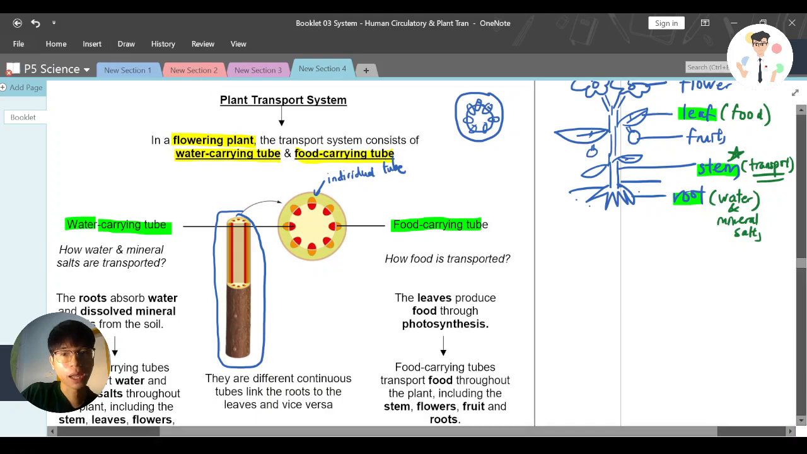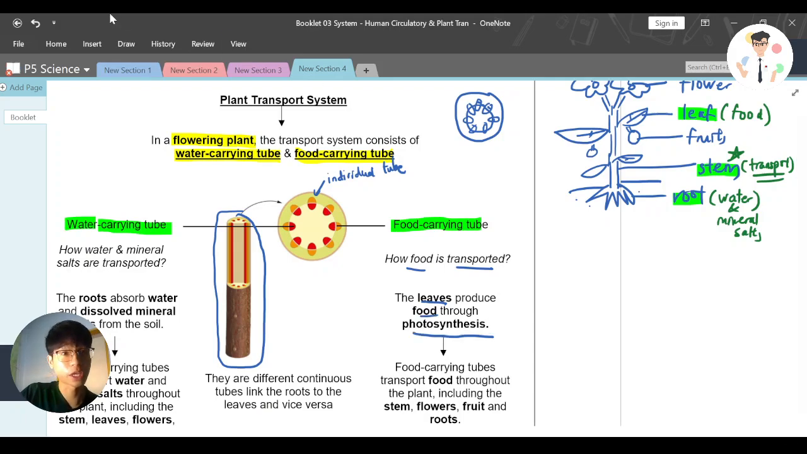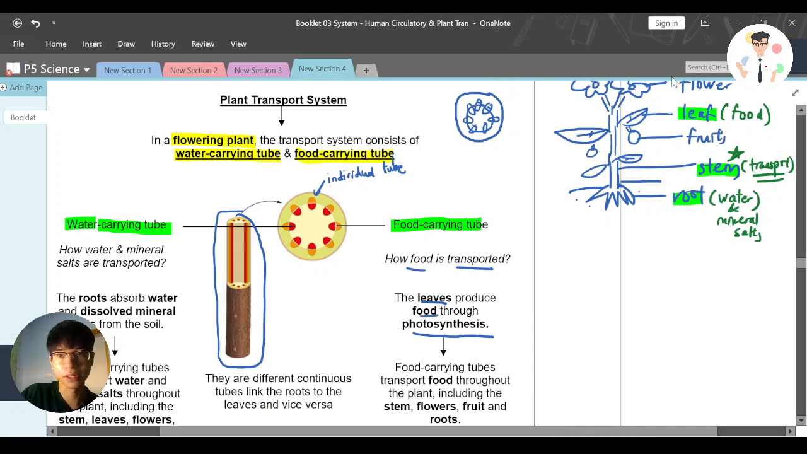Food carrying tube. How is food transported? First, we should understand that the leaf produces food through photosynthesis. As you have known, just now I explained, leaf is the one that produces the food. And these food carrying tubes will transport food throughout the plant, including the stem, flower, fruits, and roots.